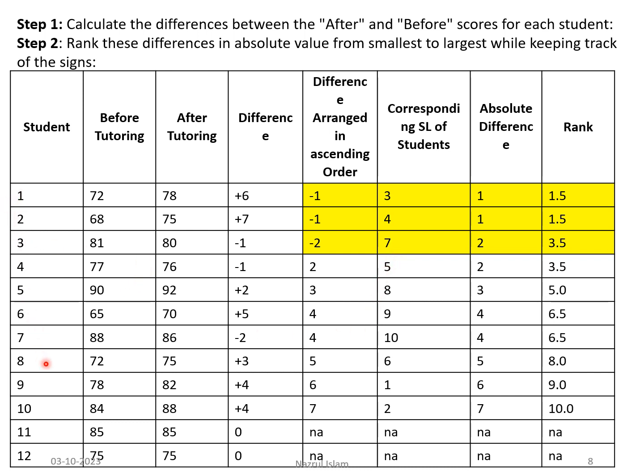These are the corresponding student serial numbers, and then we will get the absolute difference. That means the plus or minus sign has been omitted in this group. Now we have to assign rank on the basis of absolute difference.